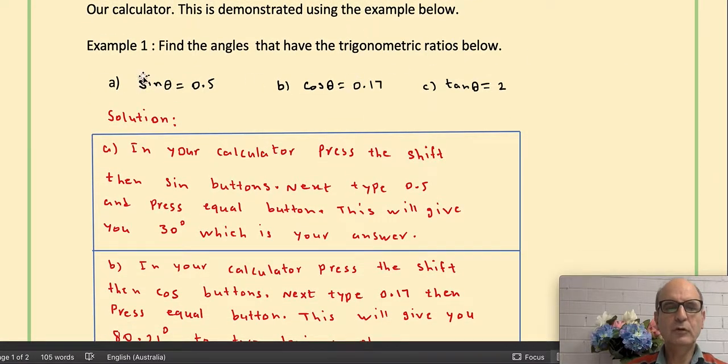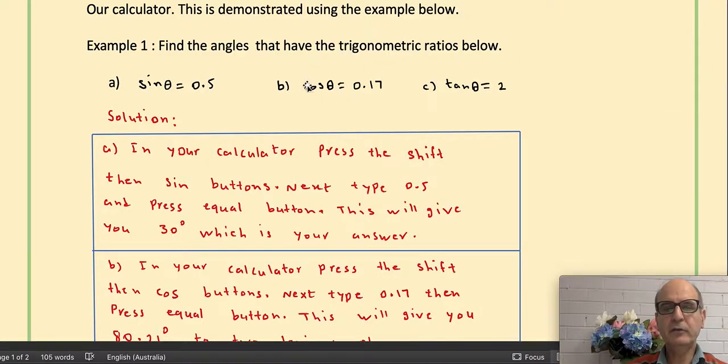So assume you know the sine of angle theta is half. Then how do I know how many degrees angle theta is? All I need to do is use my calculator. In your calculator, you press the shift button, which in Casio is on the top left, and then the sine button. Next, you type half and press equal. The display will show you the angle, which in this case will be 30 degrees.